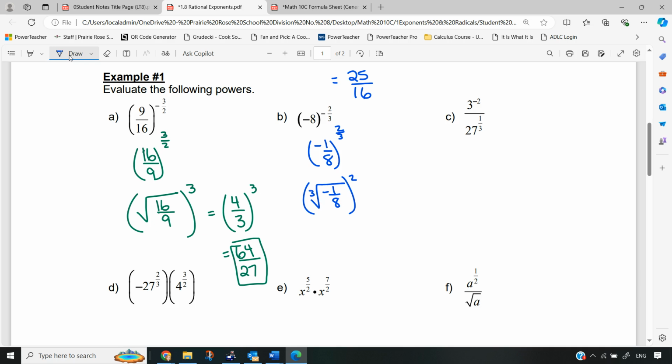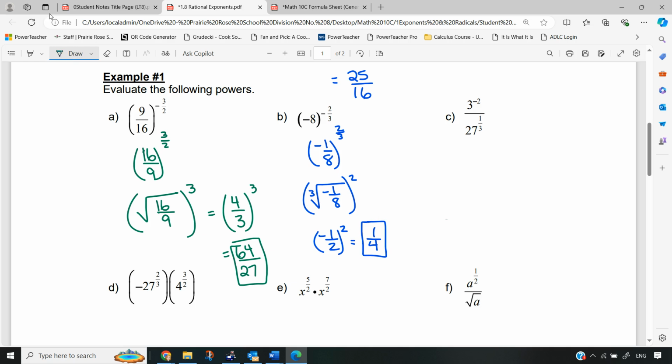If, again, you wanted to square your negative 1/8 first, you could do that. Remember that when you're squaring a negative, you should get a positive. So the cube root of 8 is 2. So the cube root of negative 1/8 is going to be negative 1/2. And then negative 1/2 squared is going to be 1 over 4.